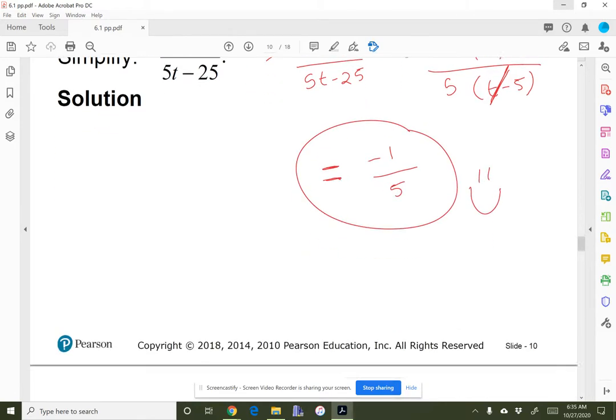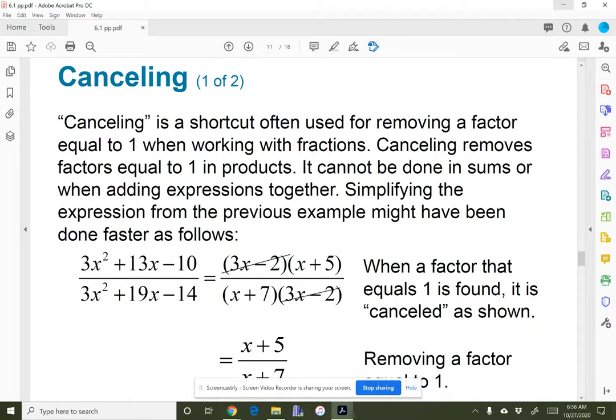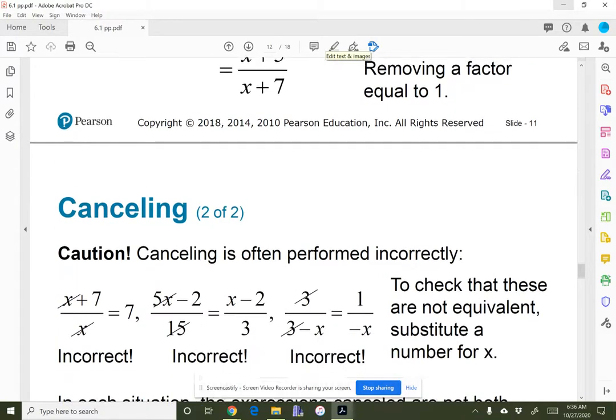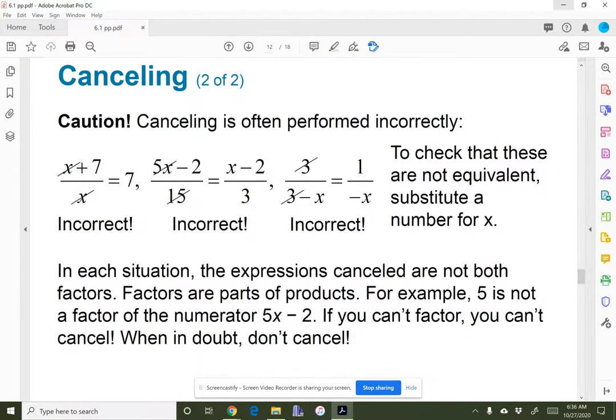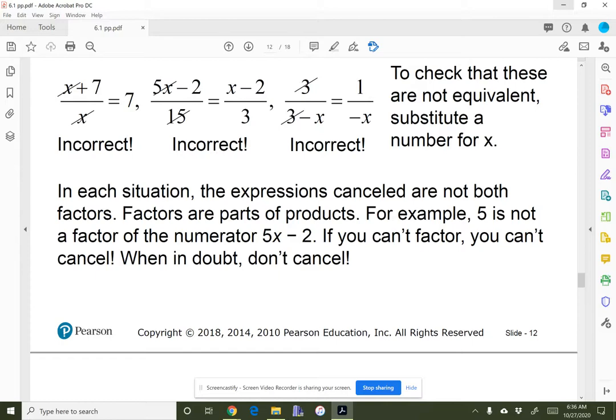Crushed it. Okay? Just a quick thing, I've mentioned this before, but canceling is a shortcut often used for removing a factor equal to 1 when working with fractions. Canceling removes factors equal to 1 in products. This is what I've been talking about. You can only cancel when it's multiplication, not when it's addition and subtraction. That's why factoring is huge. So just remember that and don't make that rookie error. Another thing, don't just cancel things because you feel like it. Stop making up your own math. It has to be multiplication.